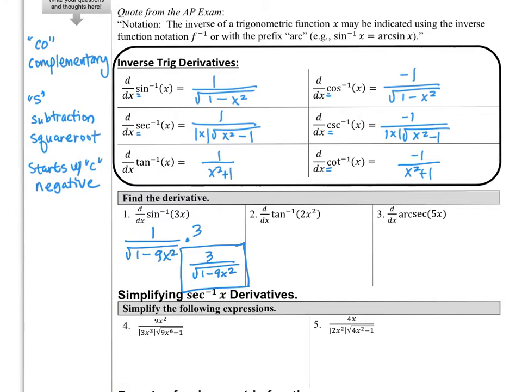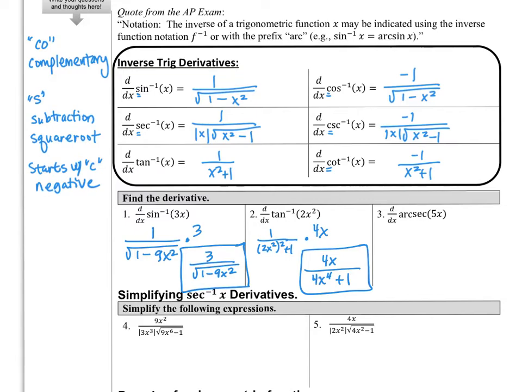Okay, so for the next tangent function, again, you've got to worry about the chain rule because there's a function on that inside piece. So we have 1 over, I'll just write the steps, 2x squared, squared, plus 1, times the derivative of that, which would be 4x. So our answer would be 4x over 4x to the 4th plus 1.